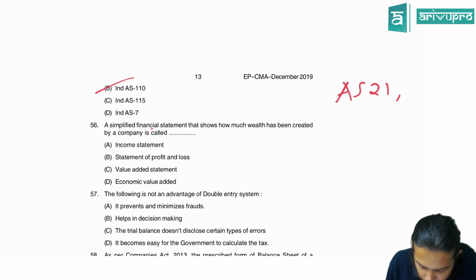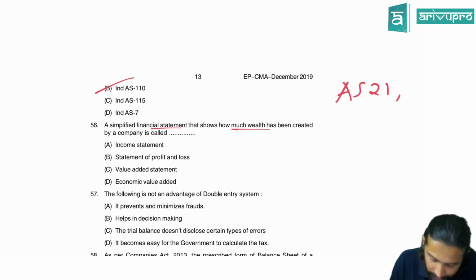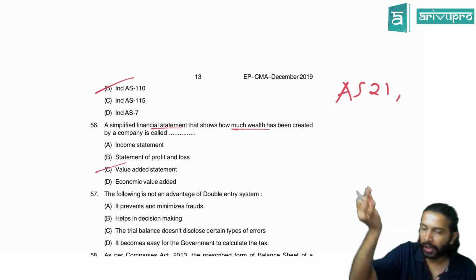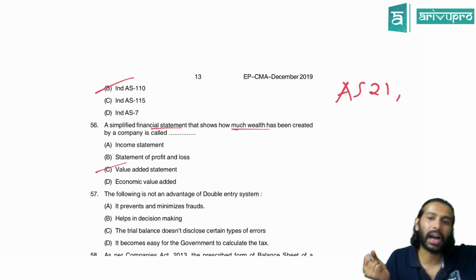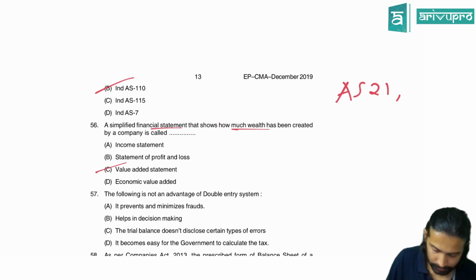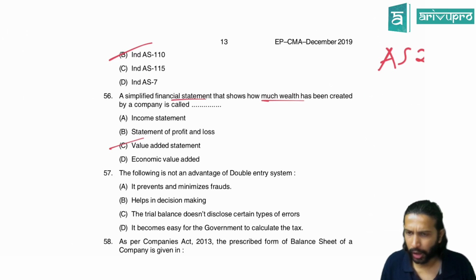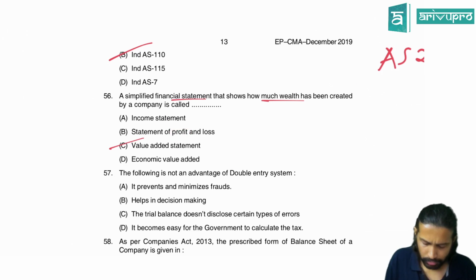Next one, a simplified financial statement which shows how much wealth has been created by the company is value added statement. Value added statement gives you how much value has been added and how much value has been applied. Okay, that is that statement. There could be debate here also. Some could interpret wealth to be P&L also and select statement of P&L also. But in our guided answer, they've given value added statement. So let's just go with that flow there.